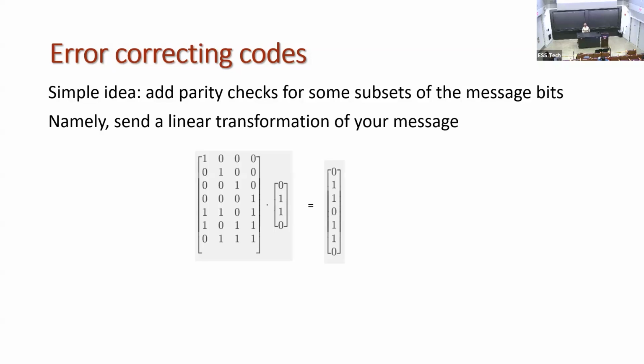Okay, so here is an example. This matrix that you see up there corresponds to a code that takes 4 bits of message and encodes them by 7 bits. So it adds 3 parity check bits. Here the message is 0, 1, 1, 0. And you can see that the first 4 bits of the encoding are the message. So you just copy the message, and then you add 3 more bits corresponding to this matrix.